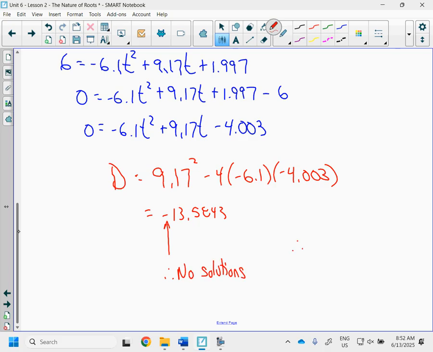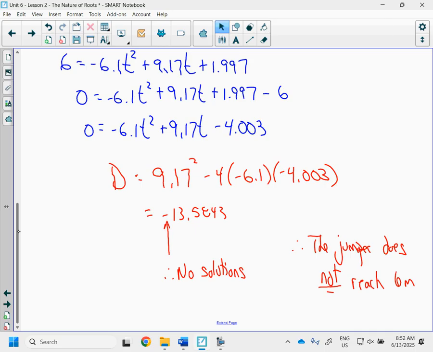What does that mean in our case? Can't solve this problem. The jumper does not reach 6 meters. In fact, I'm sure we could actually figure out the vertex if we needed to figure out how high they got. It just didn't ask us to do that. Just asked us, can we solve this problem?